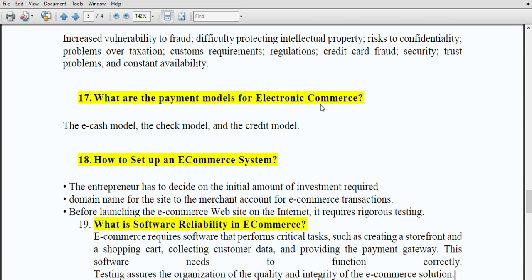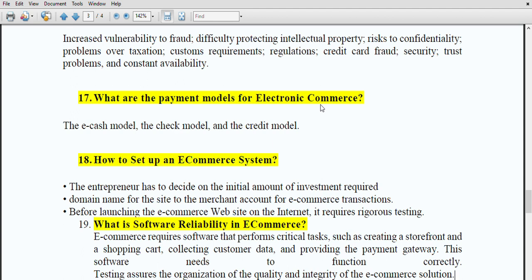Then the next question is, what is software reliability in e-commerce? So e-commerce requires software that performs critical tasks, right? So this particular shopping cart, collecting customer data, providing payment gateway, the software needs to function correctly. So this testing assures the organization of quality and integrity of the e-commerce solution.